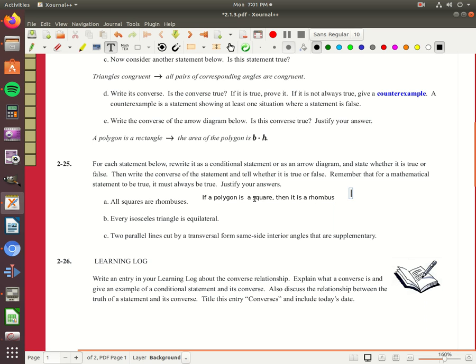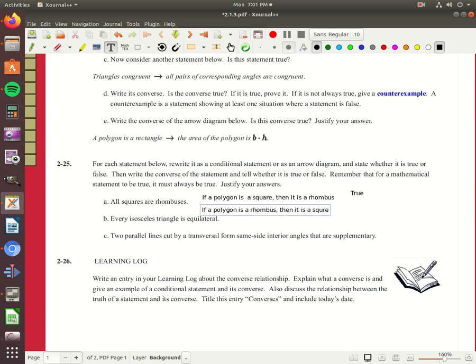Well, what does it mean to be a rhombus? You have to have the sides being the same length. And I think that's about it. And that's true, right? A square is a rhombus. However, if I write the converse of this, and the converse would be if a polygon is a rhombus, then it is a square. Well, that's false, right?